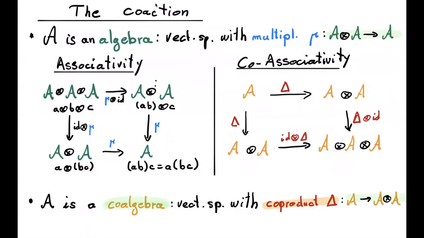And the experts know that there's also something like a co-action. I will comment on that in a second. And just like associativity was part of the definition of my algebra, my co-algebra will have co-associativity. I just have to take the diagram that I drew for associativity and reverse all the arrows.